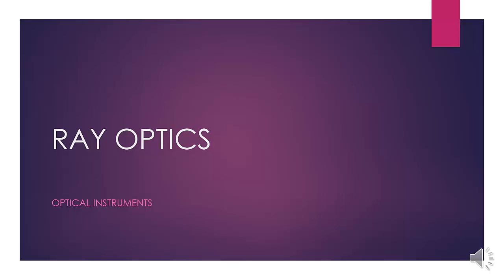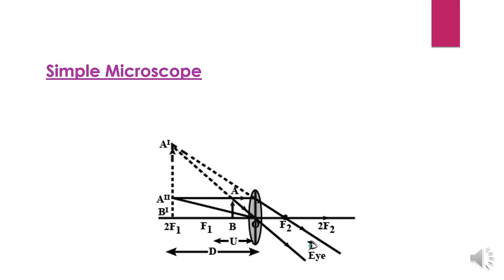In today's topic, we are going to discuss the ray optics portion. In that, optical instruments. The first optical instrument which we are learning today is the simple microscope. We know it is used for observing magnified images of tiny objects. If very small objects are there, we can see them a little bit bigger with the help of a simple microscope, right? So here this is the ray diagram for the simple microscope.